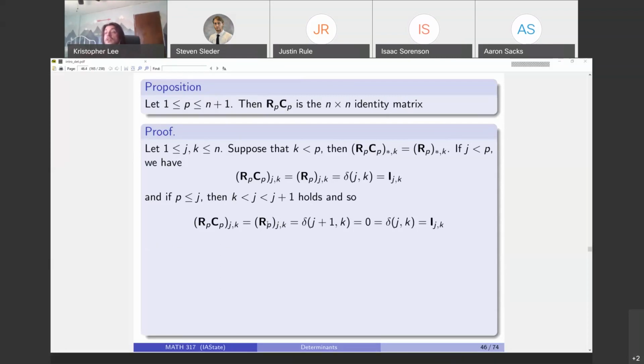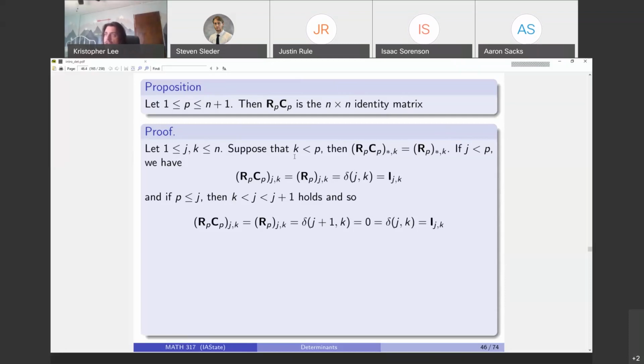So if we were now going to look at the jth entry of this, well, as we noted, k here didn't exceed p, so we haven't shifted anything yet. But now the j has exceeded p, so this will shift by j plus 1, but j plus 1 and k must be different, so that has to equal 0. j and k must be different, so that has to equal 0, which lines up with the identity.